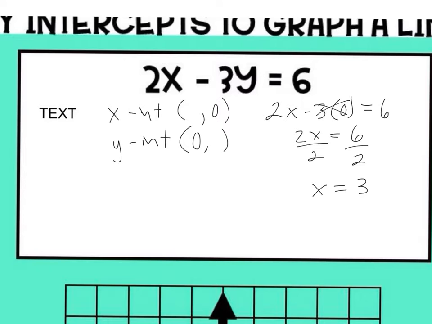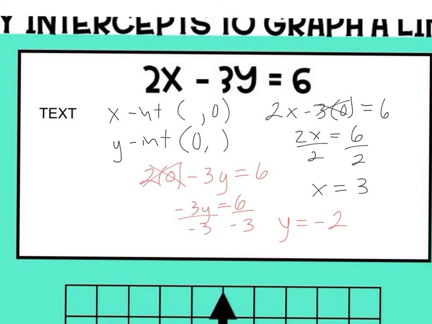We change colors and we'll do it with the x being 0. You'd have 2 times nothing minus 3y is equal to 6. That goes away. Negative 3y is equal to 6. You would divide both sides by negative 3. y is equal to negative 2.